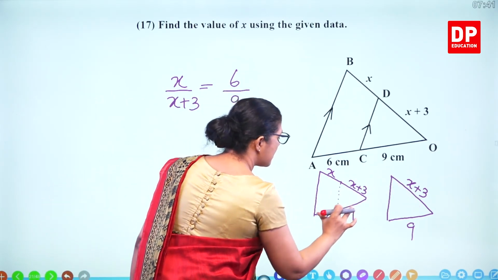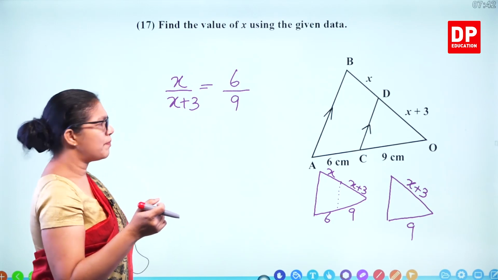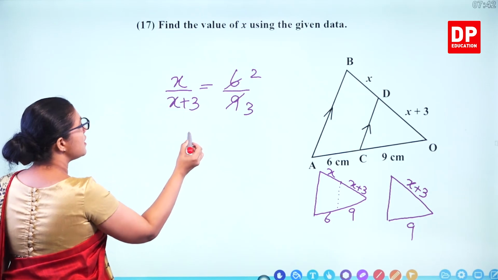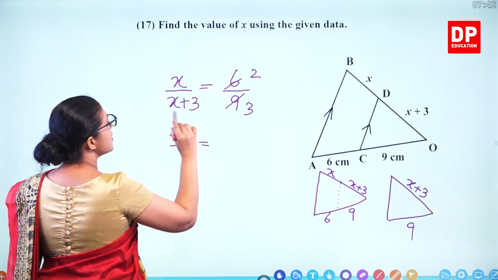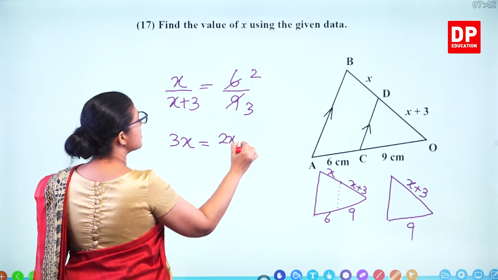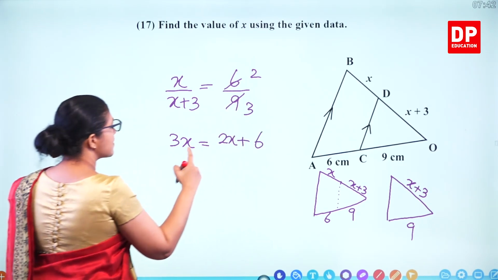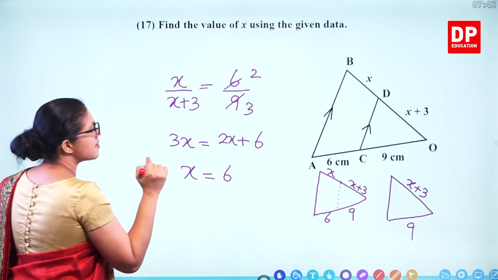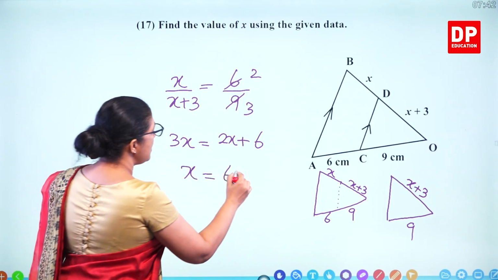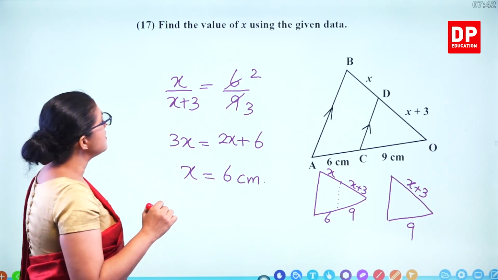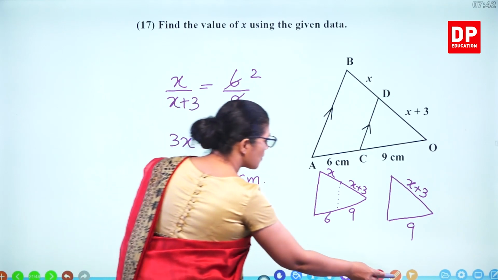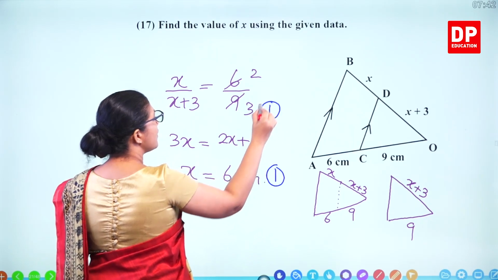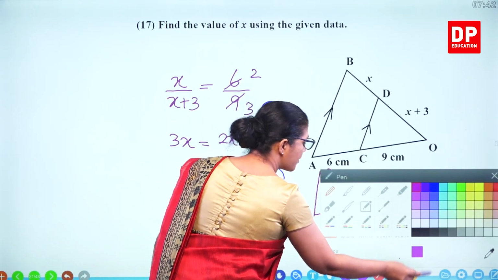This part to this part. Now simplify: 3 times 2, 3 times 3. Now cross multiply: 3x becomes 2 times x, 2x, and 2 times 3, 6. So now take 2x to this side, you get x equals 6. This is in centimeters, so the x value becomes 6 centimeters. So 1 mark here, 1 mark for the correct corresponding ratio.